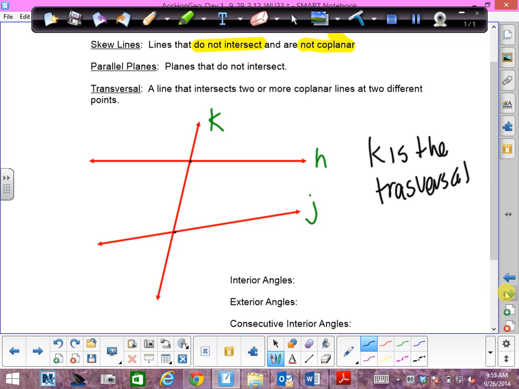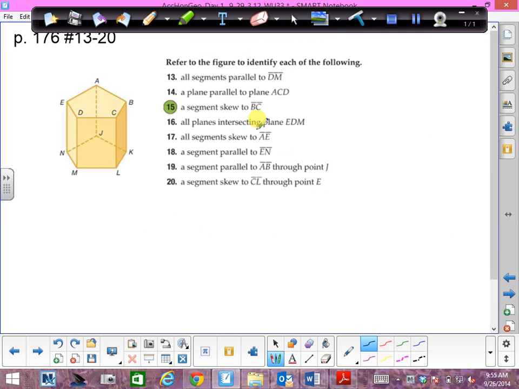So what I want you to do, you can pause this for a second if you want to, but I want you to work out 13 through 20 that are right here in your notes. Do what you can with those. We will go over them in class, but I want you to try to get those on your own, and we will discuss them.